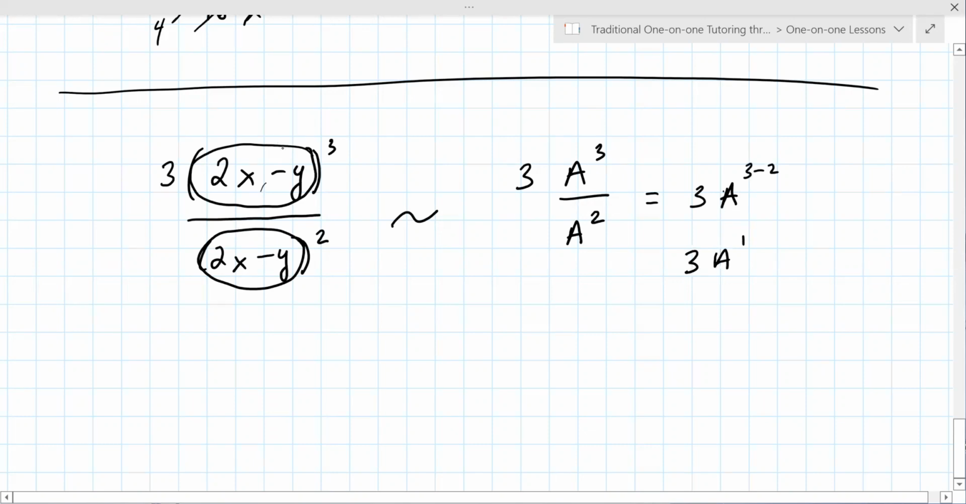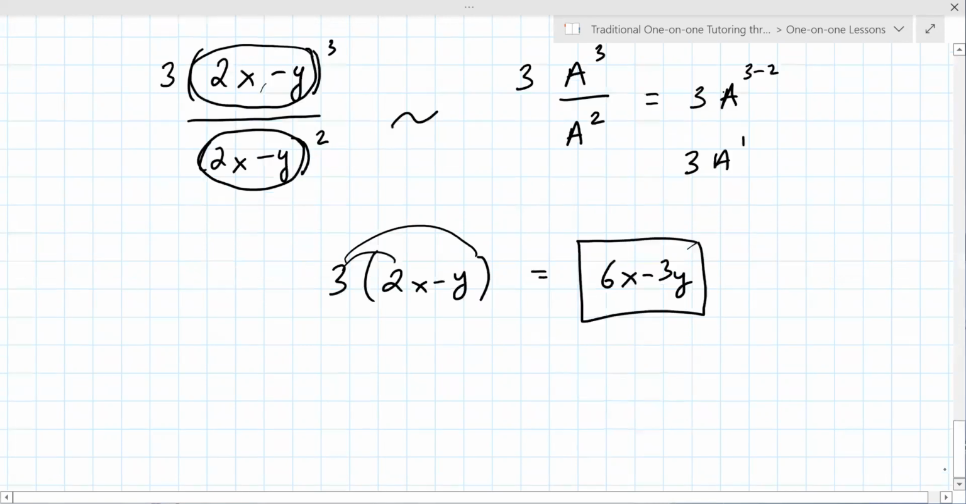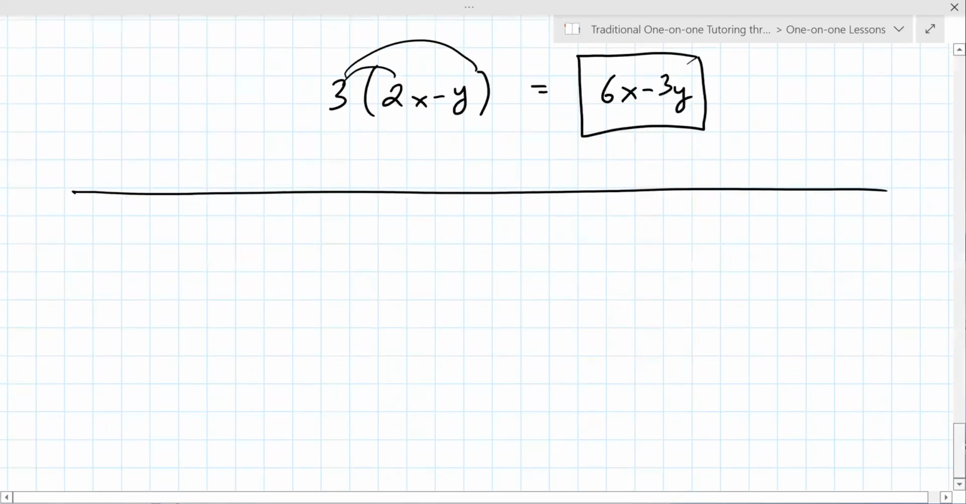And what does a represent? 2x minus y. So if one of the answers was 6x minus 3y, would you be okay with that? Like, could you see that that's the answer because you distribute into both? Okay, yeah. All right. Okay, so let's do a couple more of these.